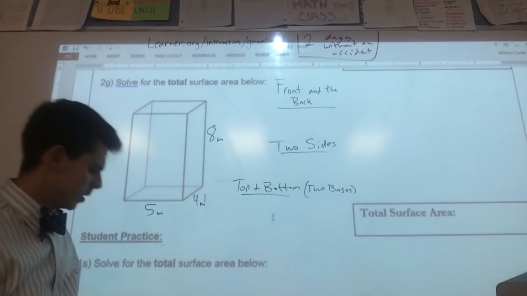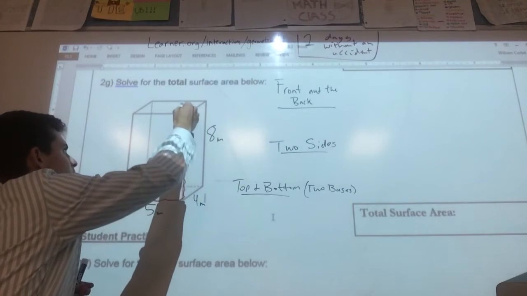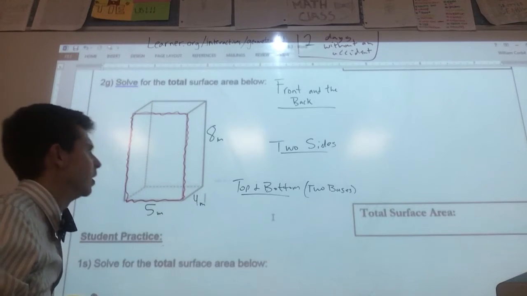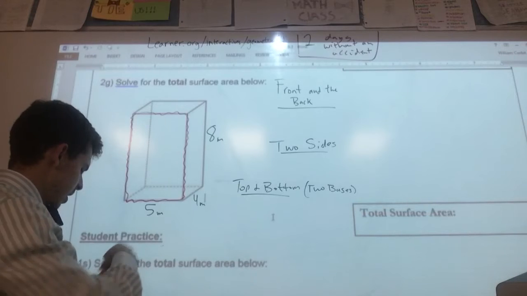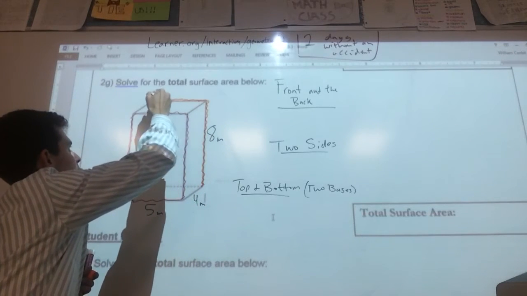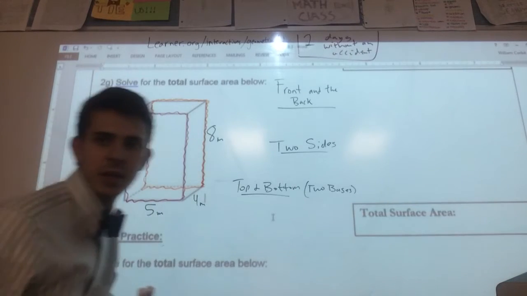Okay, front and back. So first, we're solving for this one. I should have done this the first time I taught this. I don't know why I didn't do squiggly lines. And this one. The front and the back one.